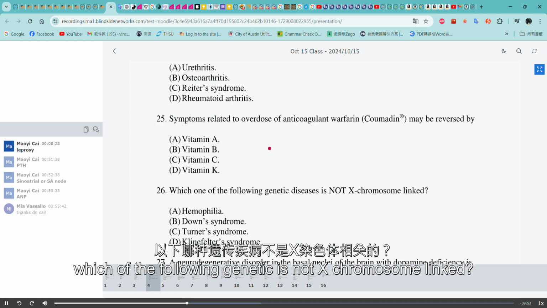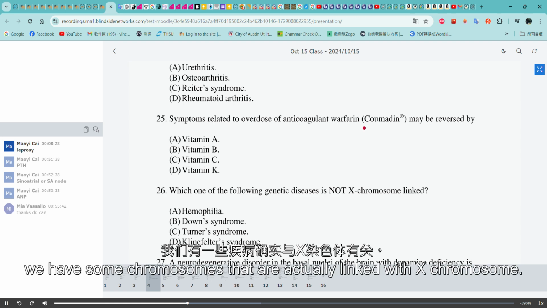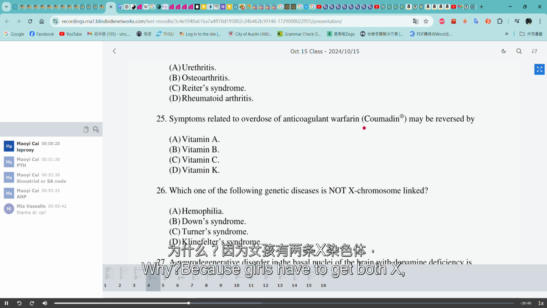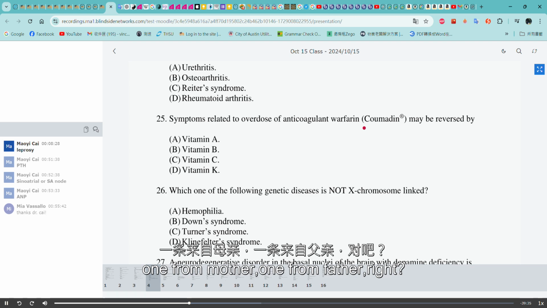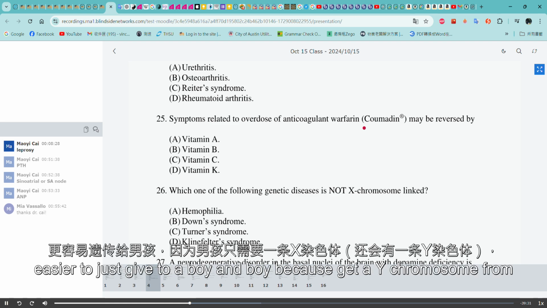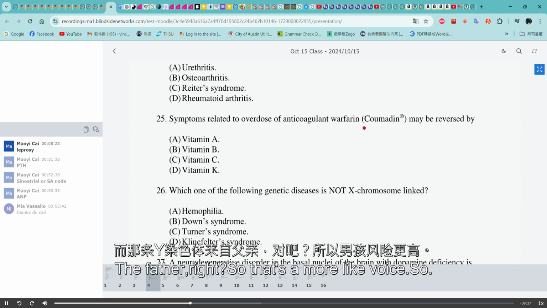26, which of the following genes is not X chromosome linked? Remember, we have some genes that are actually linked with the X chromosome. That's why boys are more likely to get the disease than girls. Why? Because girls have to get both X, one from the mother, one from the father, right? But if the mother is a carrier, it's easier to just pass it to a boy, because he gets a Y chromosome from the father, right? So that's more like boys.